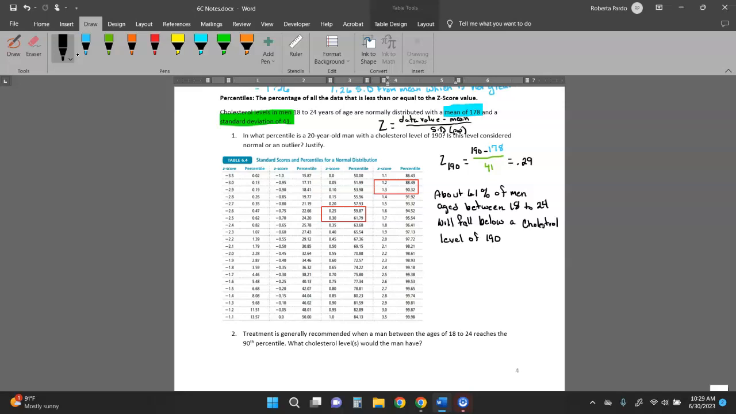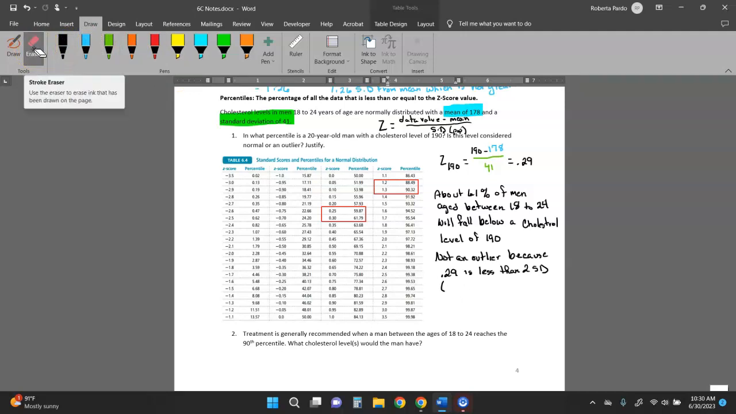Okay, is this an outlier? Well, 0.29, so not an outlier, because 0.29 is less than 2 standard deviations. Again, 2 standard deviations or above 2 standard deviations is an outlier.